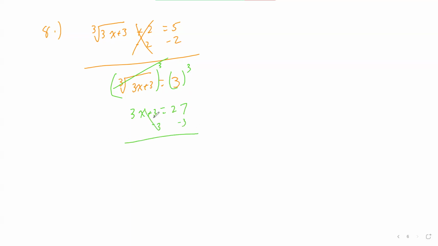Subtract 3 on both sides, so you get 3x equals 24. Divide by 3. Oop, did the math in my head. Divide by 3, and you get x equals 8. But you have to check it.